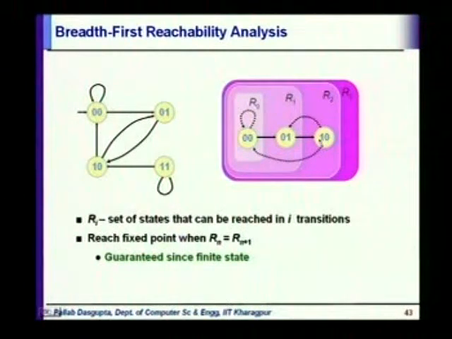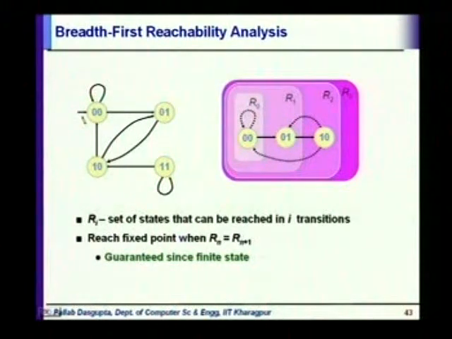Then in the next iteration we generate only 0 1 and 0 0, but both of these were already visited. So we will see that in R3 and R2 the set of states that have been reached are the same, right. So we stop here. Now if 1 1 was the state that we were trying to reach, then we have not reached 1 1, and we say that 1 1 is unreachable from 0 0.